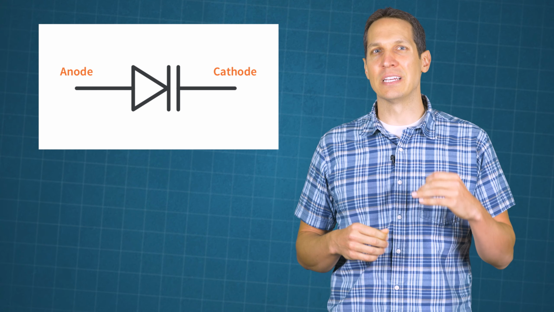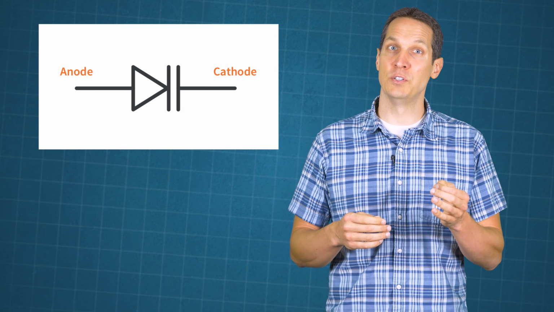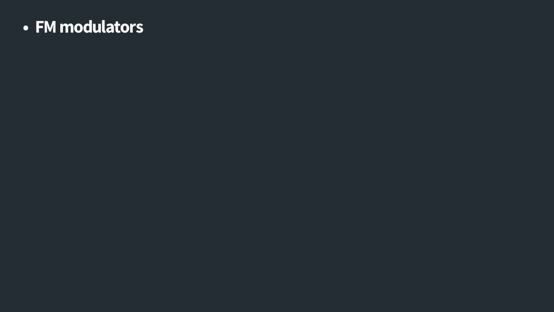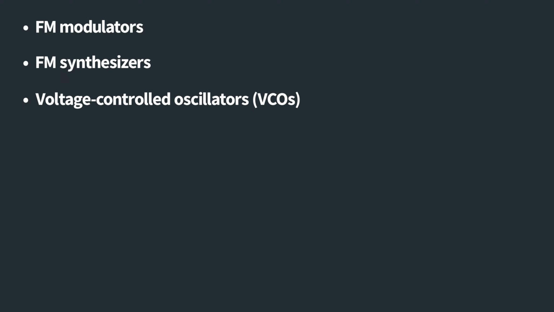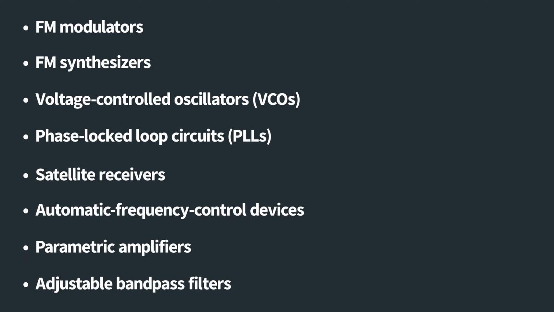In schematic diagrams, the VariCap is usually represented by a diode and capacitor combined. Nominal VariCap capacitances are typically available from a few picofarads to several hundred picofarads. Due to its small capacitance values, VariCap diodes are commonly used in high-frequency applications. Applications such as FM modulators, FM synthesizers, voltage-controlled oscillators, phase-locked loop circuits, satellite receivers, automatic frequency control devices, parametric amplifiers, and adjustable bandpass filters. The VariCap diode is normally used in a tuning circuit in these mentioned applications, as it functions as a variable capacitor in the circuit.